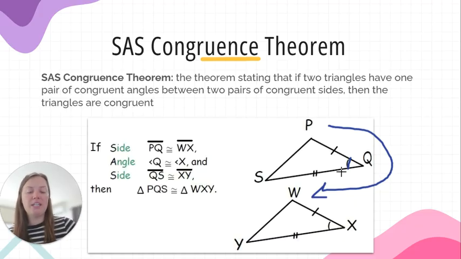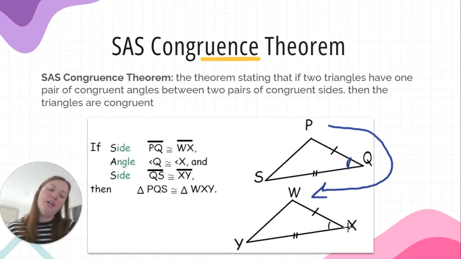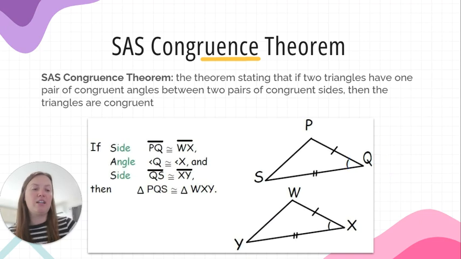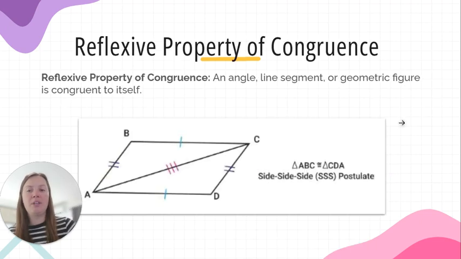So tick mark 1 is corresponding and congruent to tick mark 1 on our second triangle. So basically PQ is congruent to WX, angle Q to angle X, and QS to XY. If these are congruent as they are corresponding, then our triangles are congruent.